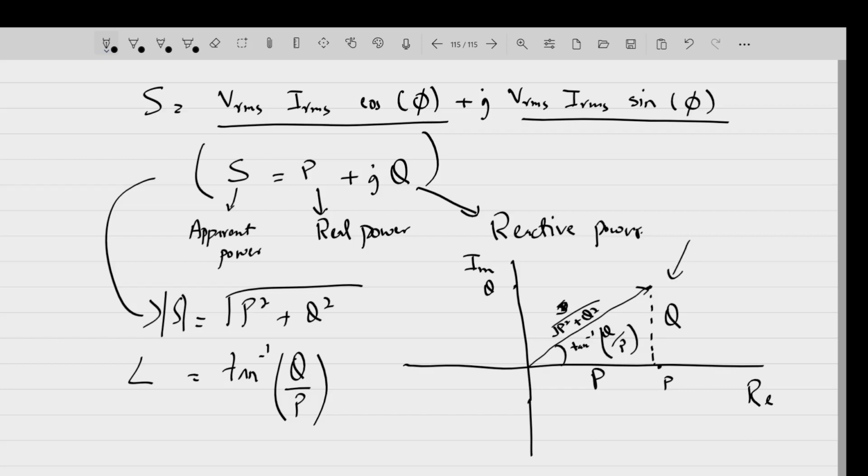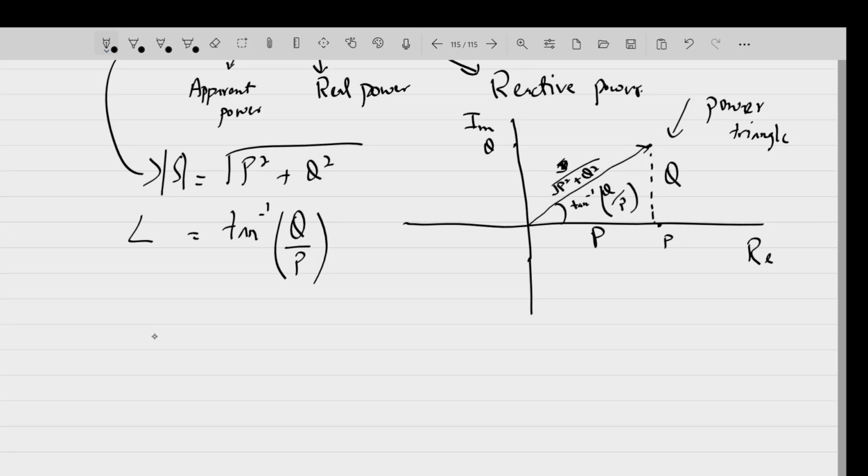This is known as the power triangle. So what does the power triangle show us? It's actually a plot of a number S, a complex number equal to P plus jQ in the complex plane, where the real part of S is the quantity P and the imaginary part is the quantity Q. The real part is known as real power, and the imaginary part is known as the reactive power.